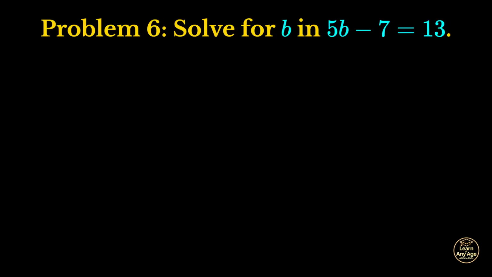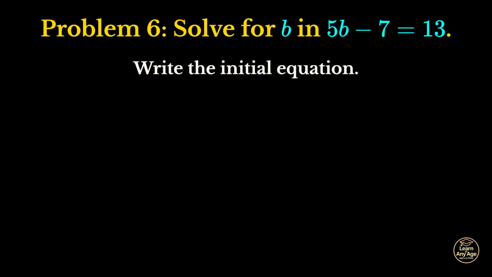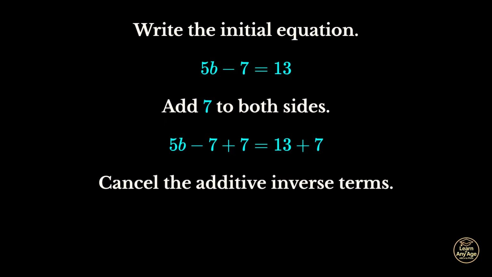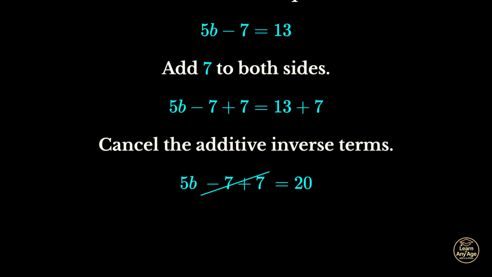Problem 6, solve for b: 5b minus 7 equals 13. Write the initial equation. 5b minus 7 equals 13. Add 7 to both sides. 5b minus 7 plus 7 equals 13 plus 7. Cancel the additive inverse terms. 5b minus 7 plus 7 cancelled out equals 20.